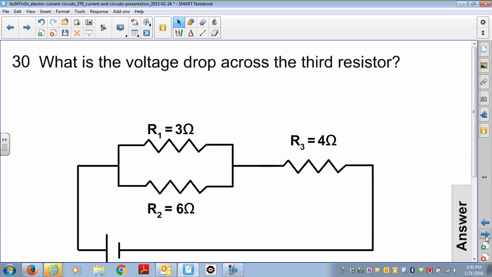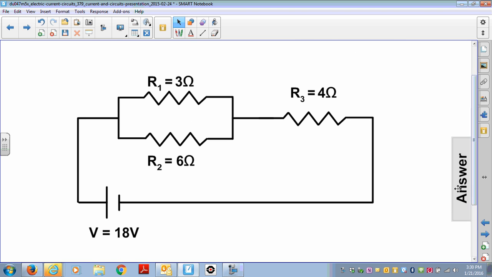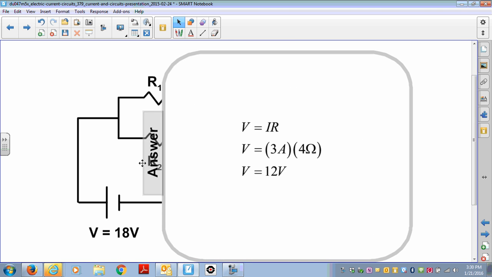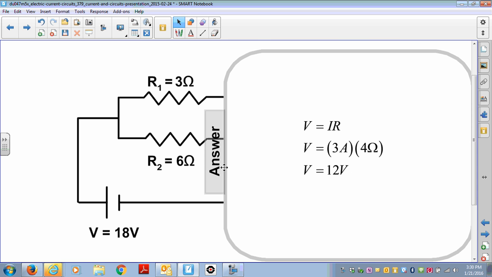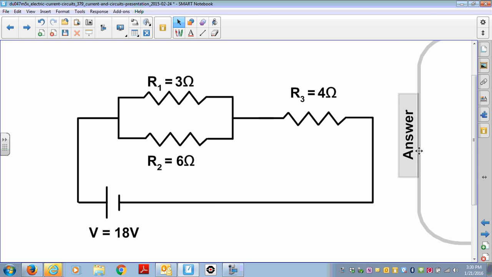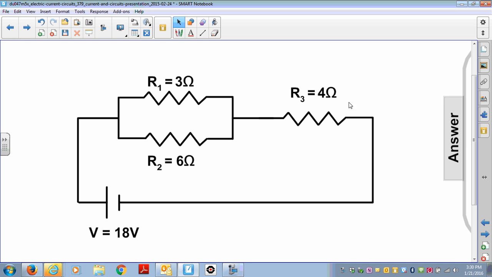What is the voltage drop across the third resistor, R3? Go ahead and pause the video now. Okay, so let's take a look. V equals IR. V is equal to 3 amps times 4 ohms, which gives us 12 volts. You may be thinking, wait a minute, can I use the 3 amps from the previous part? The answer is yes, because for this resistor, the total current runs through it.